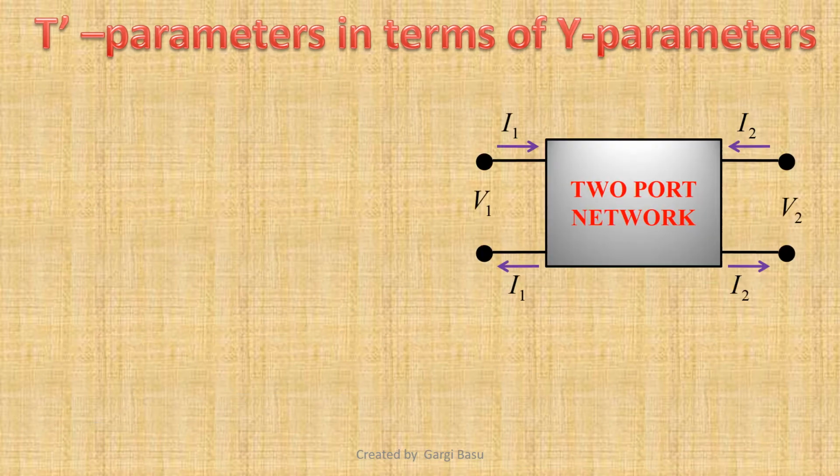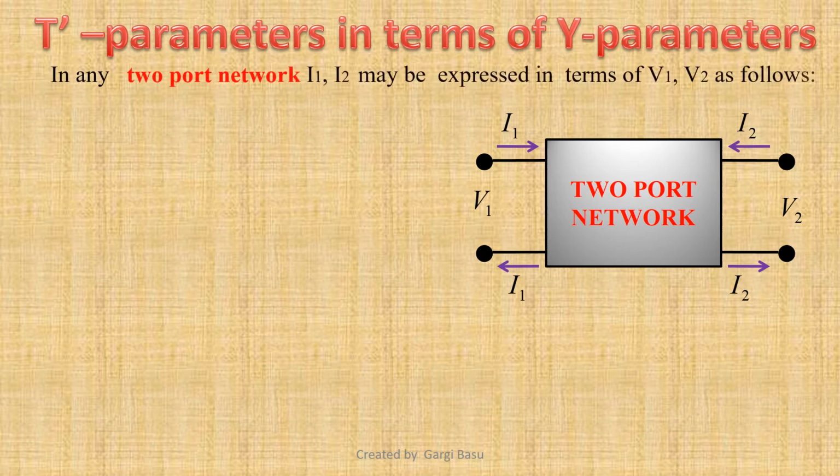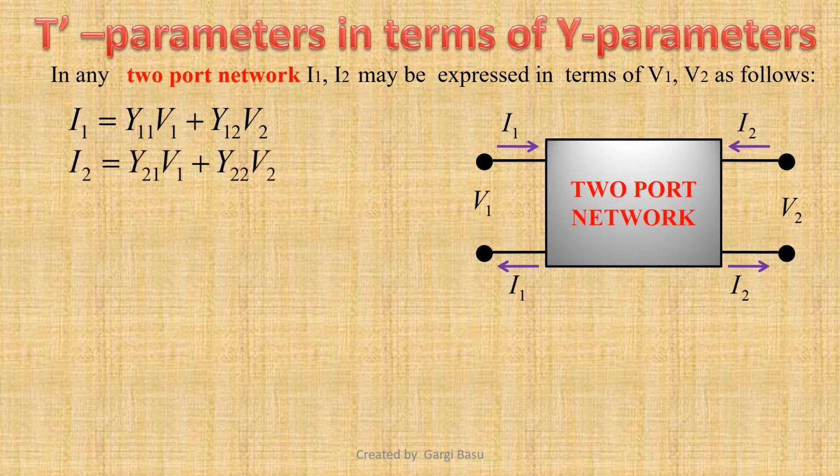Now let us establish interrelationships between inverse transmission parameters and Y parameters. When we describe a two-port network using Y parameters, we express the port currents I1 and I2 in terms of port voltages V1 and V2. The linear equations used in this case are I1 equals Y11 V1 plus Y12 V2 and I2 equals Y21 V1 plus Y22 V2.